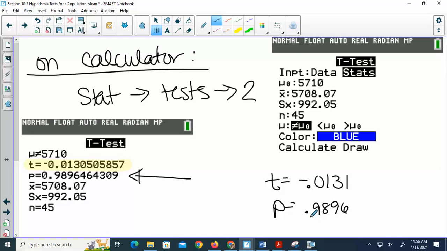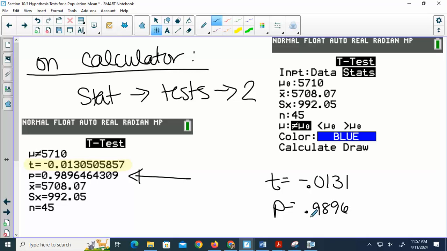What this means is if your null hypothesis is true, there is a 98.96% chance of getting the sample mean that we found. Is that unusual at all? No, that's a really good probability. So that means our null hypothesis is probably true.